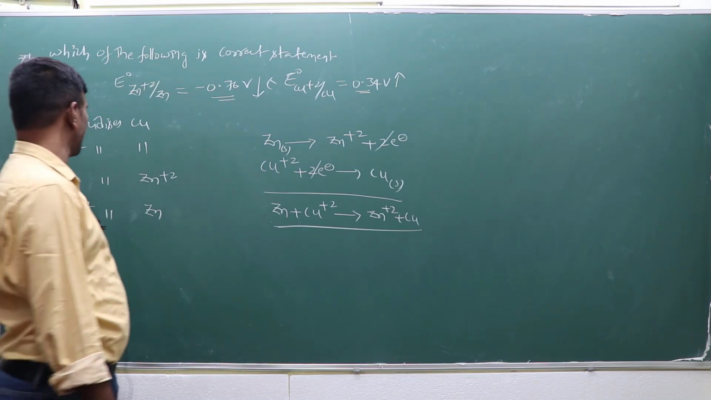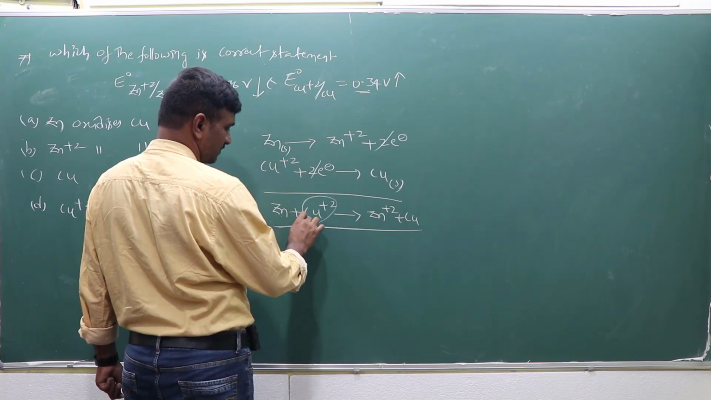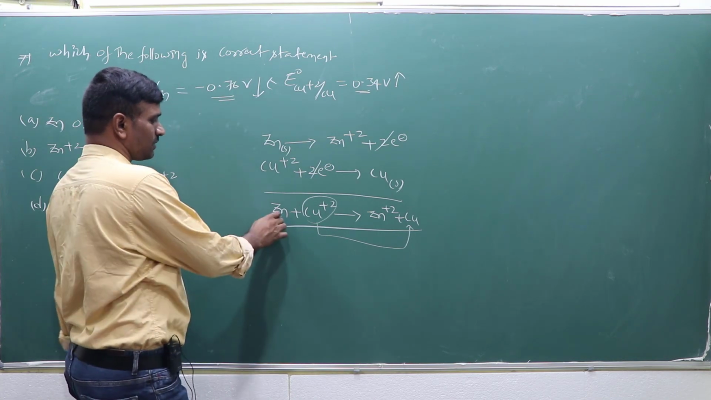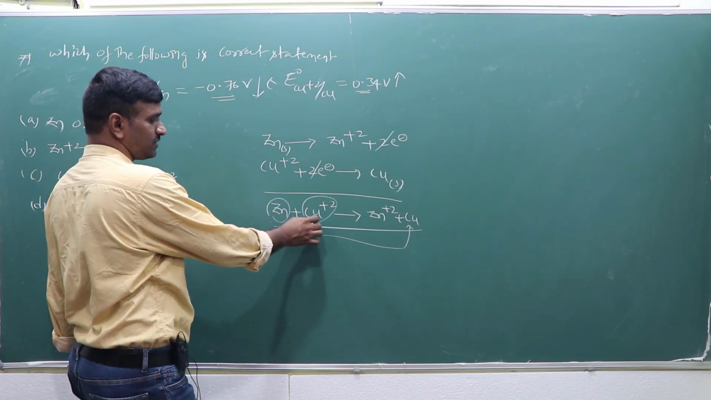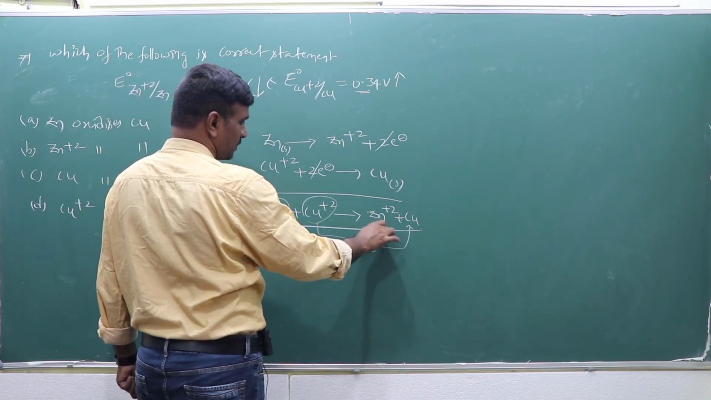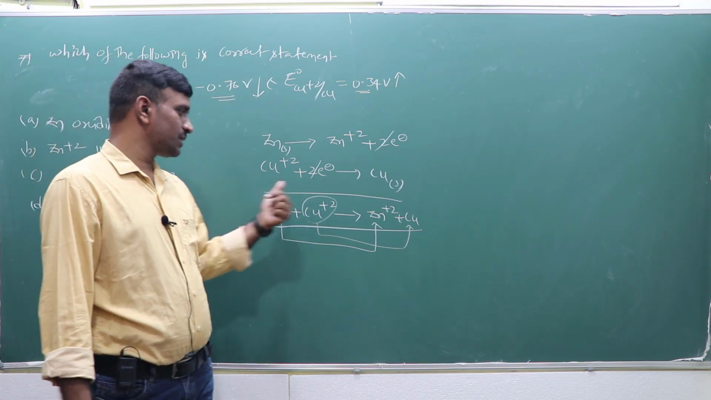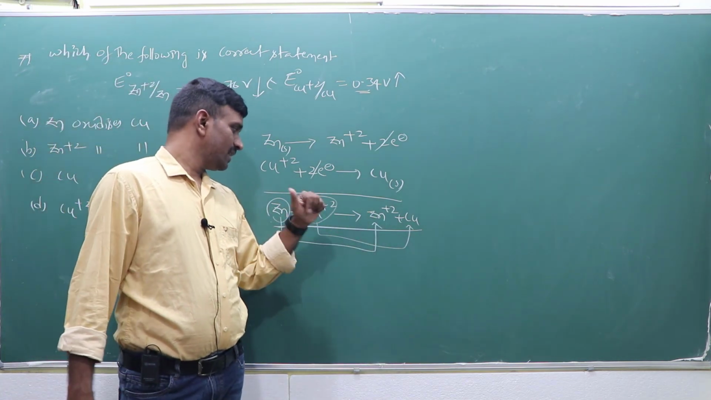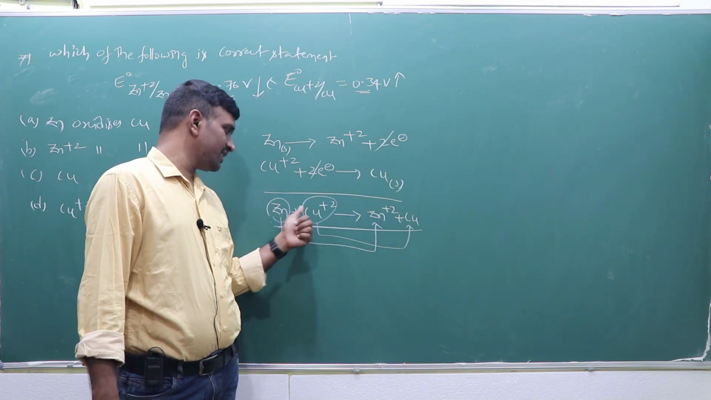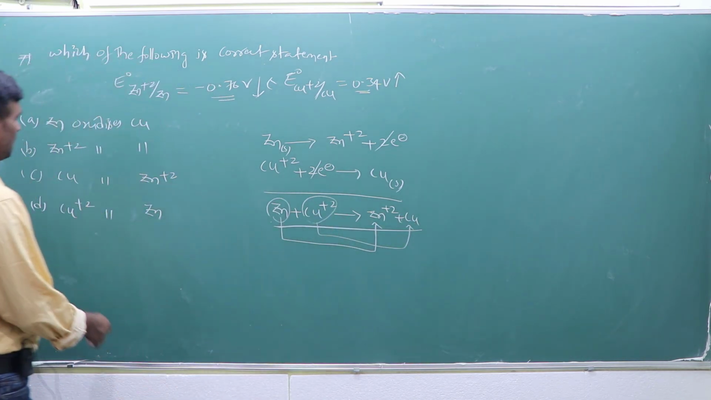Zinc reduces Cu plus 2 to Cu. And Cu plus 2 oxidizes zinc to zinc plus 2. Cu plus 2 oxidizes zinc to zinc plus 2, since that is the oxidation reaction. Then zinc reduces Cu plus 2 to Cu, because that is the reduction reaction. So which one may it be?